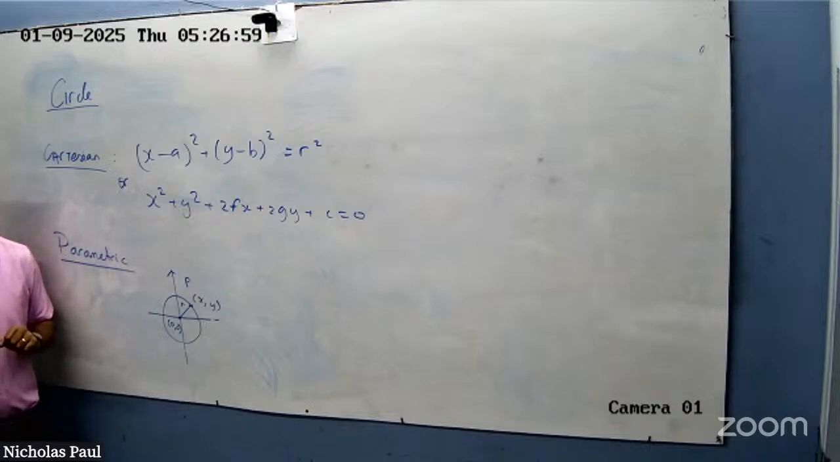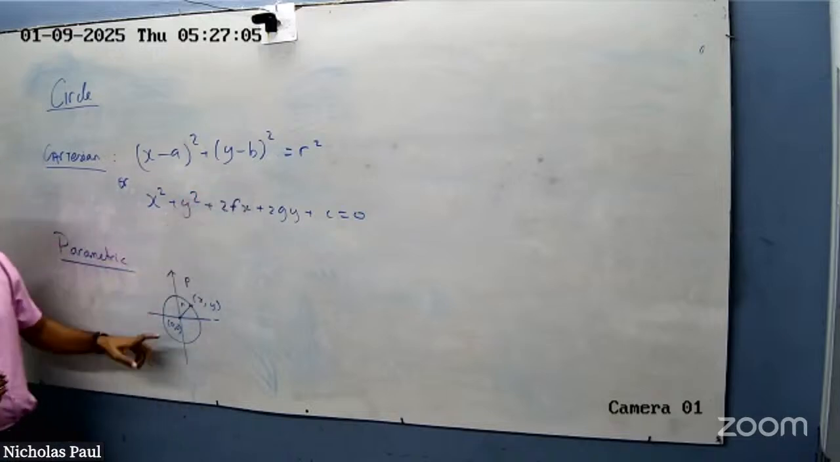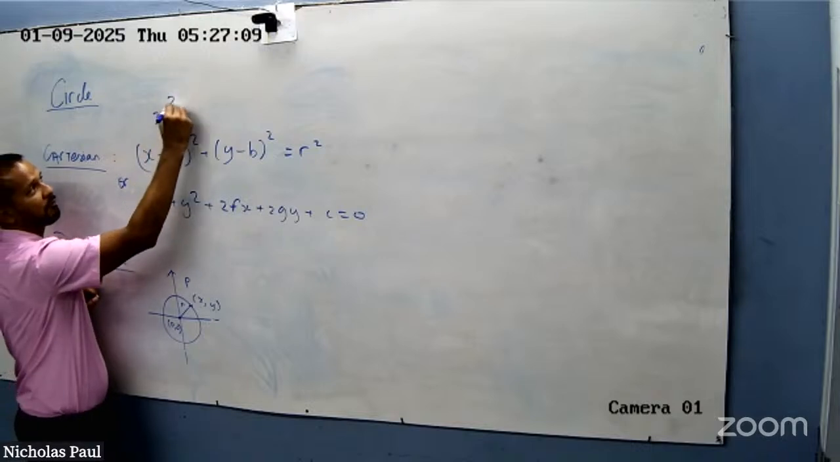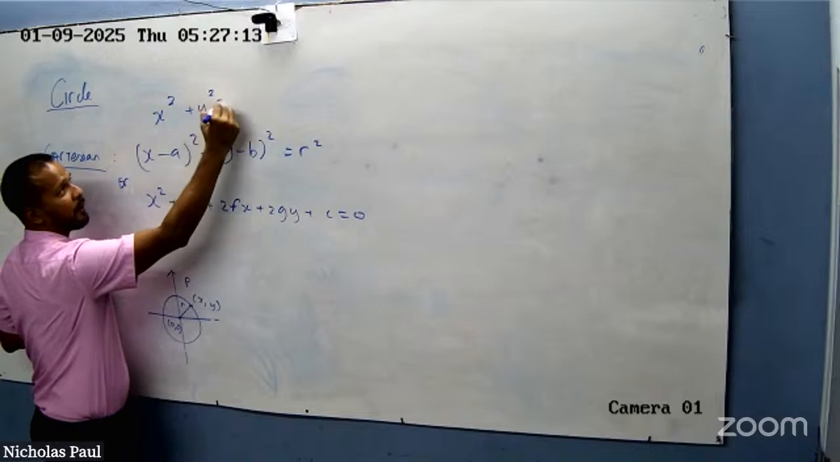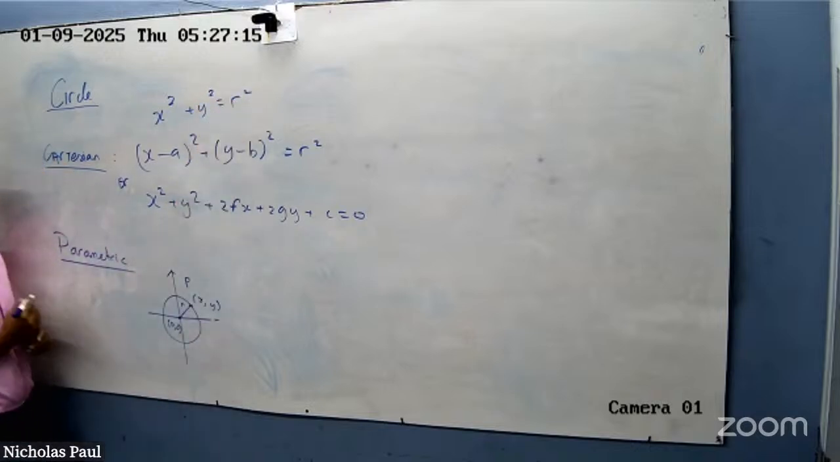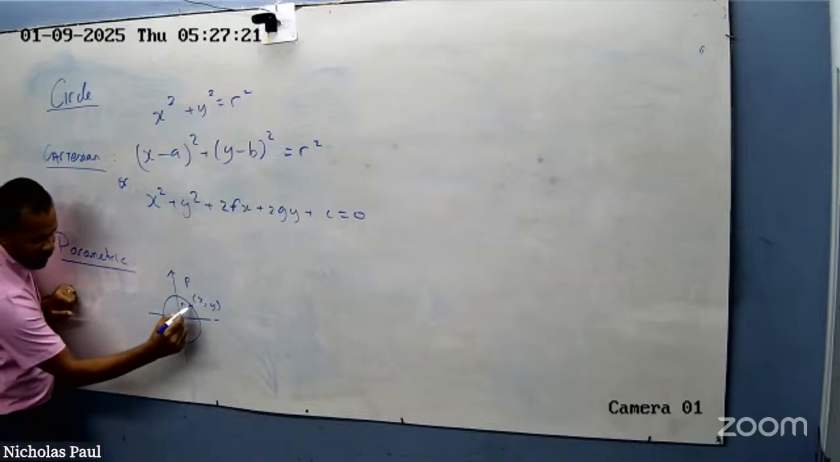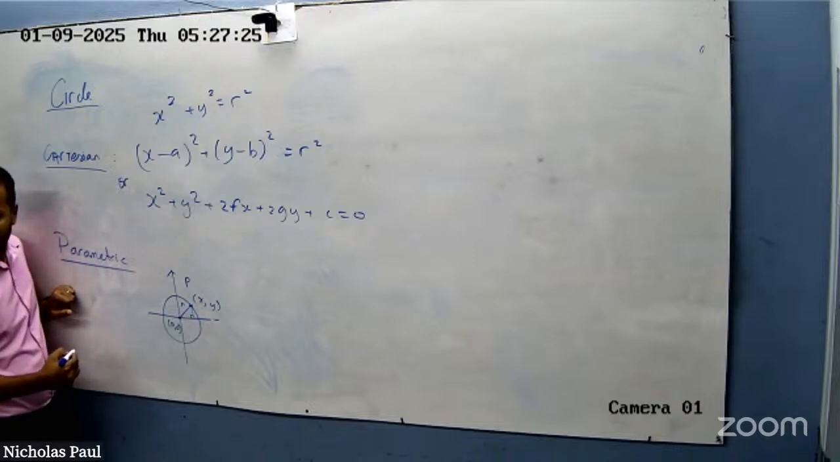So we're going to attempt to get an equation that looks like this. But of course, if the center is 0, 0, then the equation is really what? Here is 0 and here is 0. So it's x squared plus y squared is r squared. So we are going to attempt to get that here. Inside here, I'm going to construct a right angle triangle.